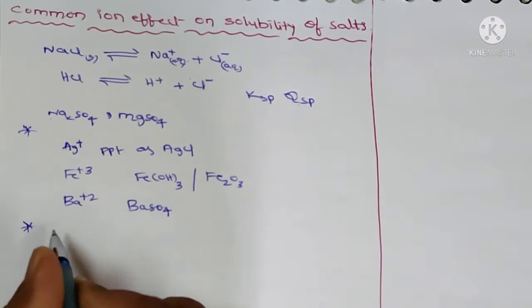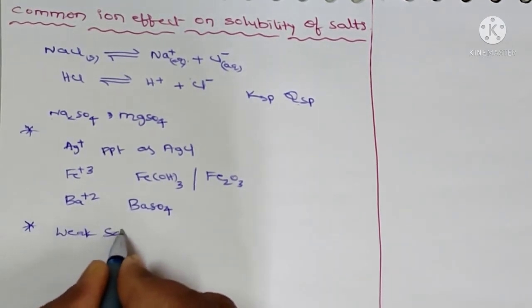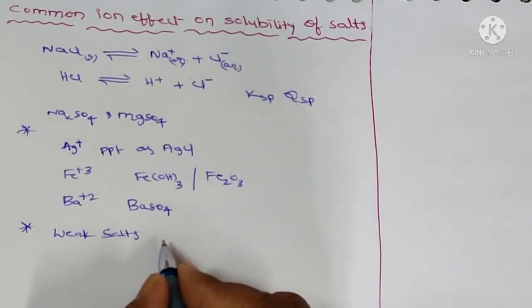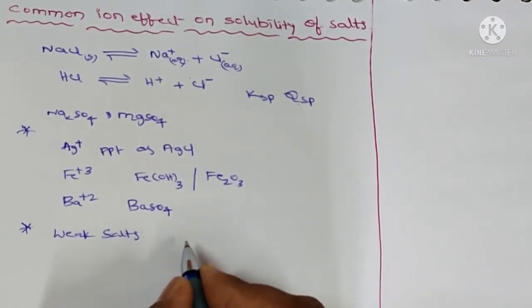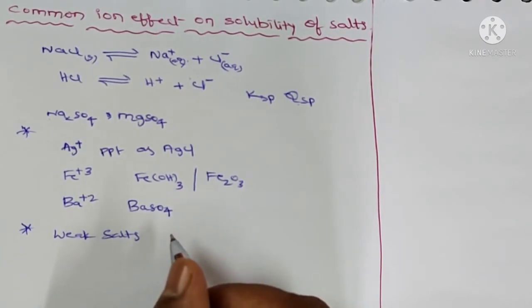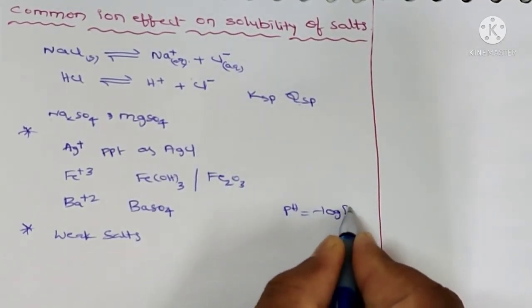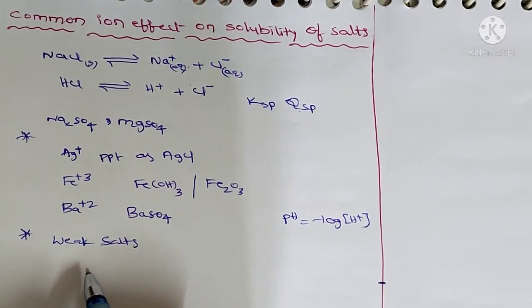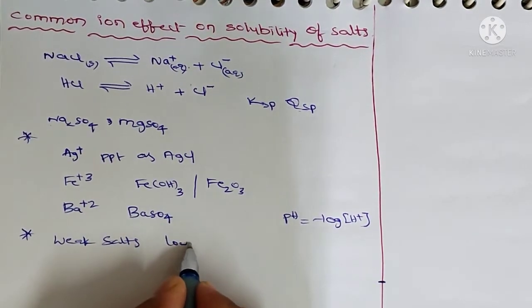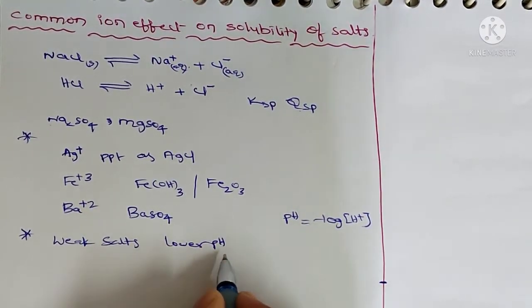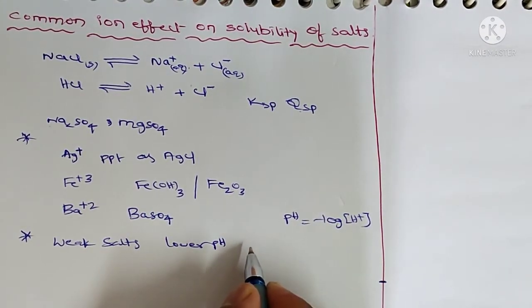And the solubilities of weak salts like phosphates increase at lower pH, means more acidic. Lower pH means more acidic and high H plus ion concentration. We know that the pH is equal to minus log of H plus ions. So the solubility of weak salts like phosphates increases at lower pH, because at lower pH the concentration of anion decreases due to the protonation.